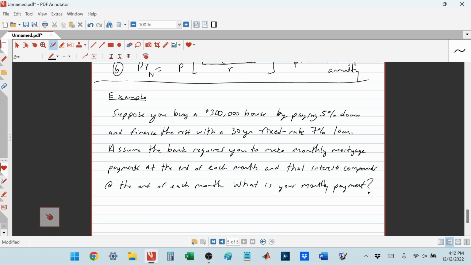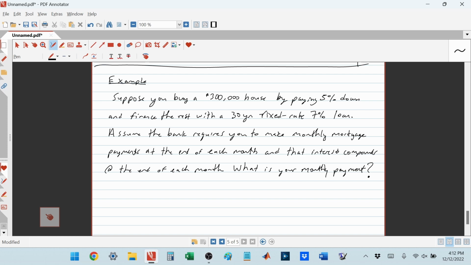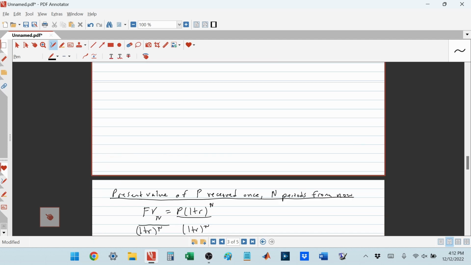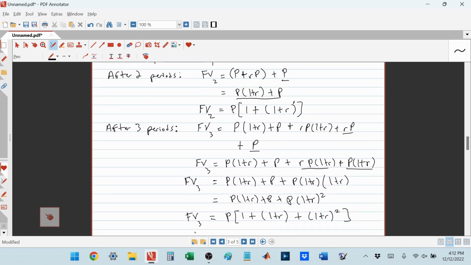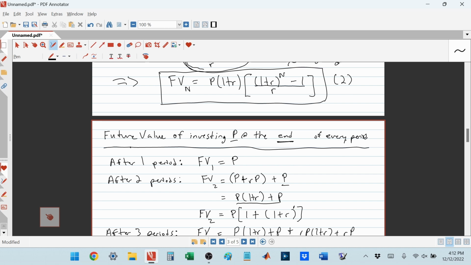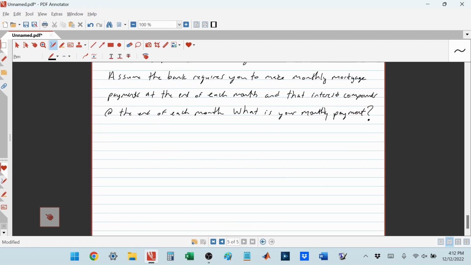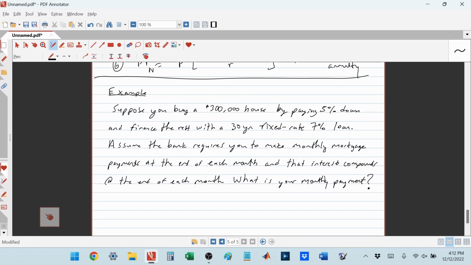Now for this one, we need to reason from the lender's perspective. They're the ones lending the money. They're the ones making the investment. Up here, when we're looking at the time value of money formulas, whose perspective were we reasoning from? The investor's perspective. And in this example down here, who's the investor? It's the bank.